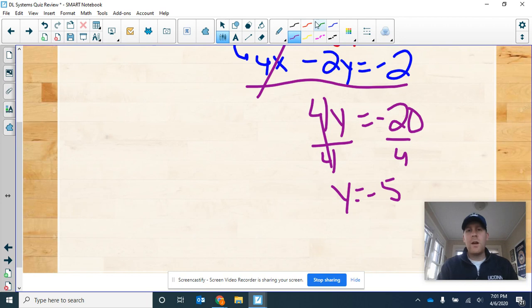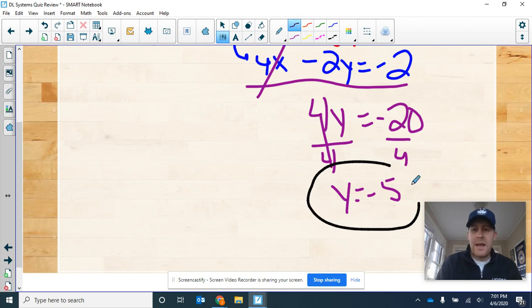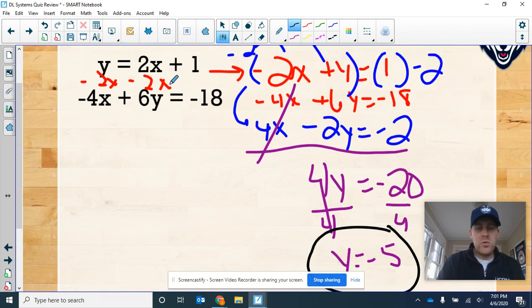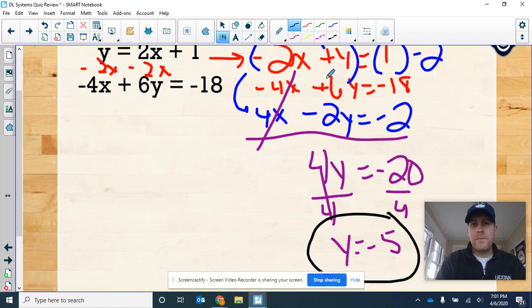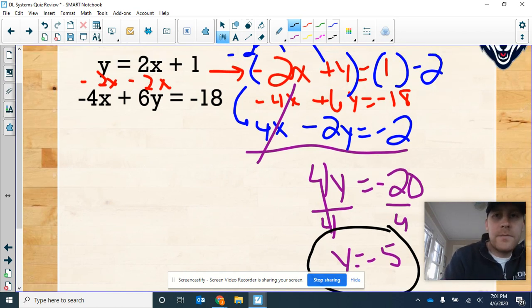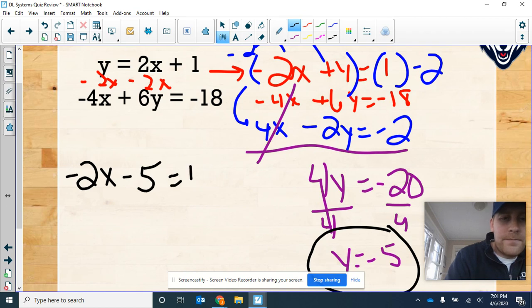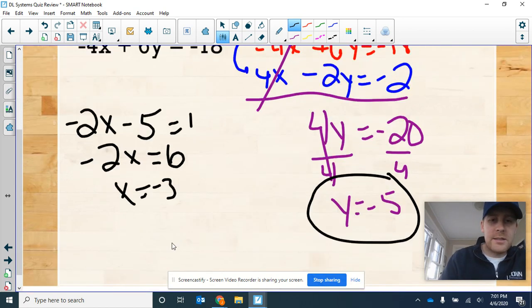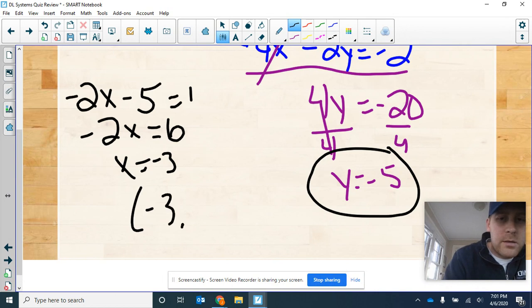Once we get the value for one of the variables, I'm going to plug that back into either original equation. Let's plug it into this one right here. So we're going to say -2x plus y, so then -5 is going to equal 1. I'm going to add 5 to both sides. So -2x equals 6. Divide both sides by -2, and x is going to be -3. So our solution here, guys, is going to be the point (-3, -5).